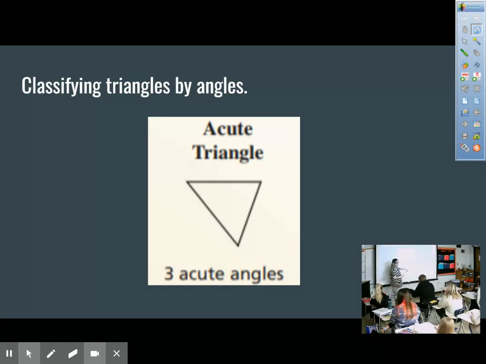Looking over there on the right, out of those 4 triangles at the bottom, which of those triangles looks like they have all 3 less than 90? The first one and the second one. Yeah, the 2 top ones. Both of those would be considered acute. So label both of those acute.